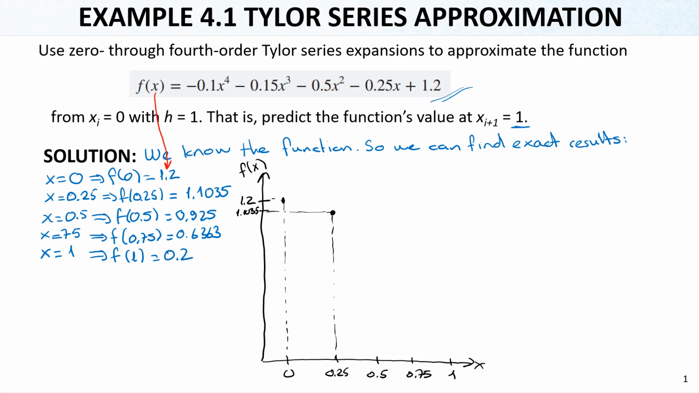For 0.5, it is 0.925. Let's have some gap between these. Maybe this can be kind of 0.925. Then for 0.75, it is 0.6363, maybe this one. Here. Also for finally 1, it is 0.2. Maybe here.